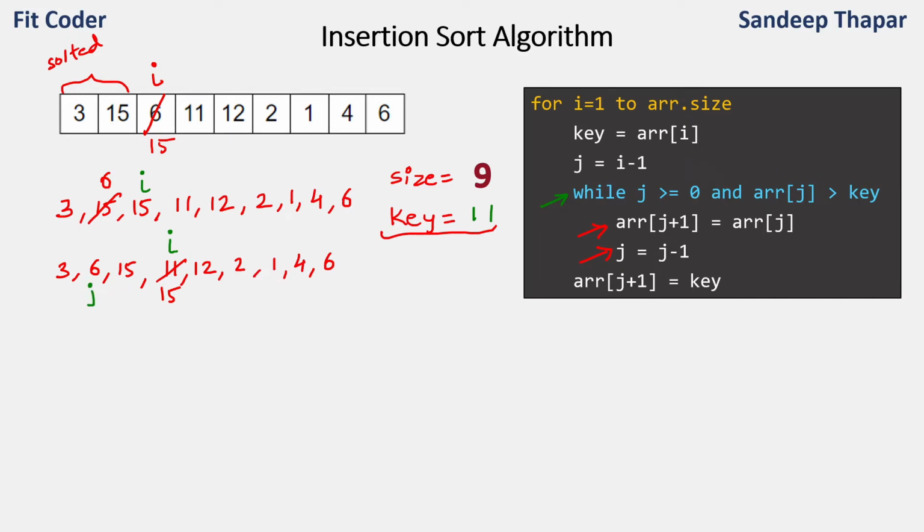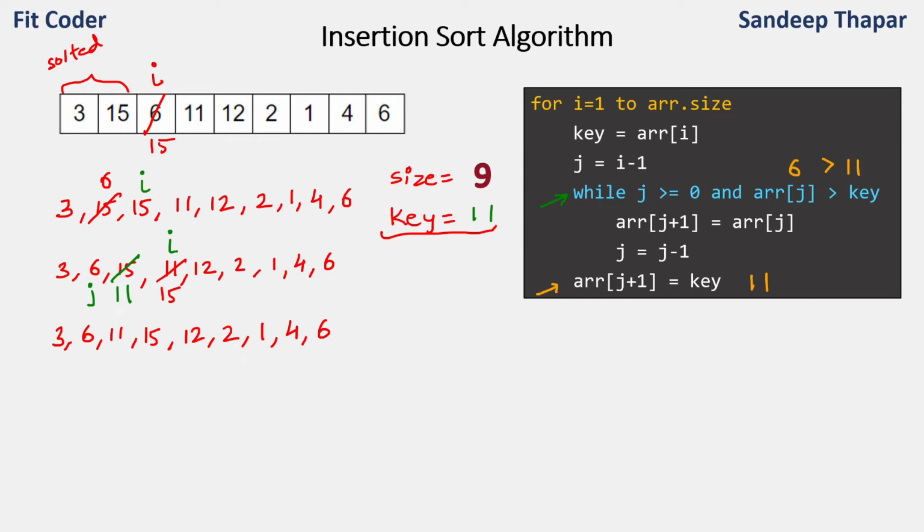And in the next iteration of the while loop, we'll compare array of j, which is 6, with key, which is 11. So this statement is false. So the while loop will terminate and then we'll set array of j plus 1 equal to key. So array of j plus 1 means this value 15 will be replaced by 11, which was the key. So after this step, the array becomes 3, 6, 11, 15 and the remaining is the unsorted part.